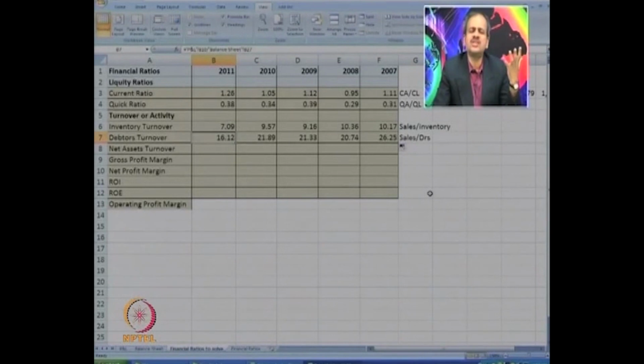It is not a very good sign. It shows that the company's management of debtors has slightly gone down. So, it is not able to increase its sales as much as its debtors are rising. Either they are required to give more credit period, or they are not able to collect the money in the prescribed credit period. There is also one more ratio which is known as net asset turnover ratio.